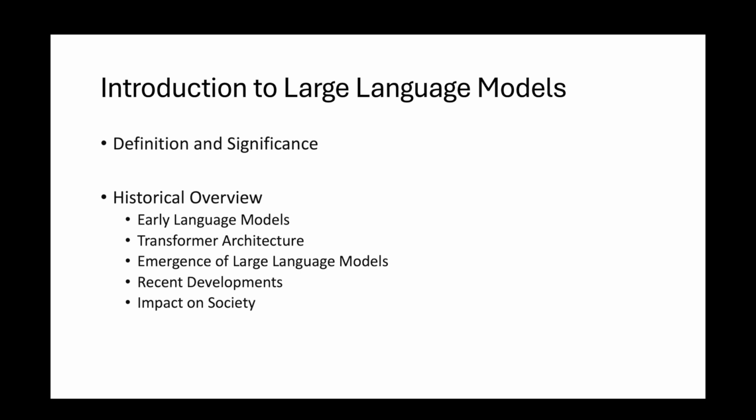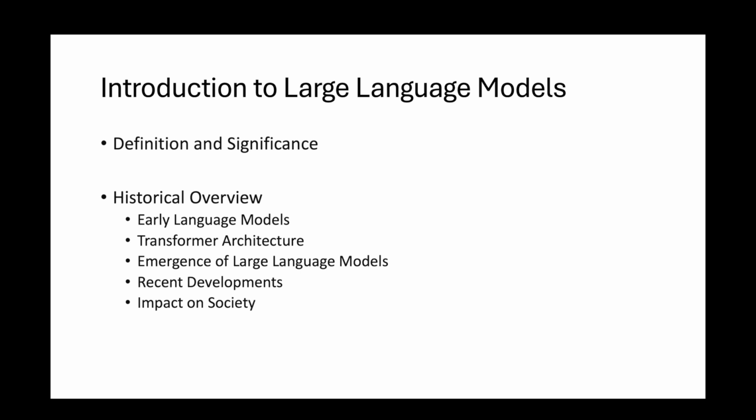Historical overview. Early language models. Early language models, such as n-gram models and hidden Markov models, HMMs, laid the foundation for statistical language modeling. These models had limitations in capturing long-range dependencies and contextual information in language.